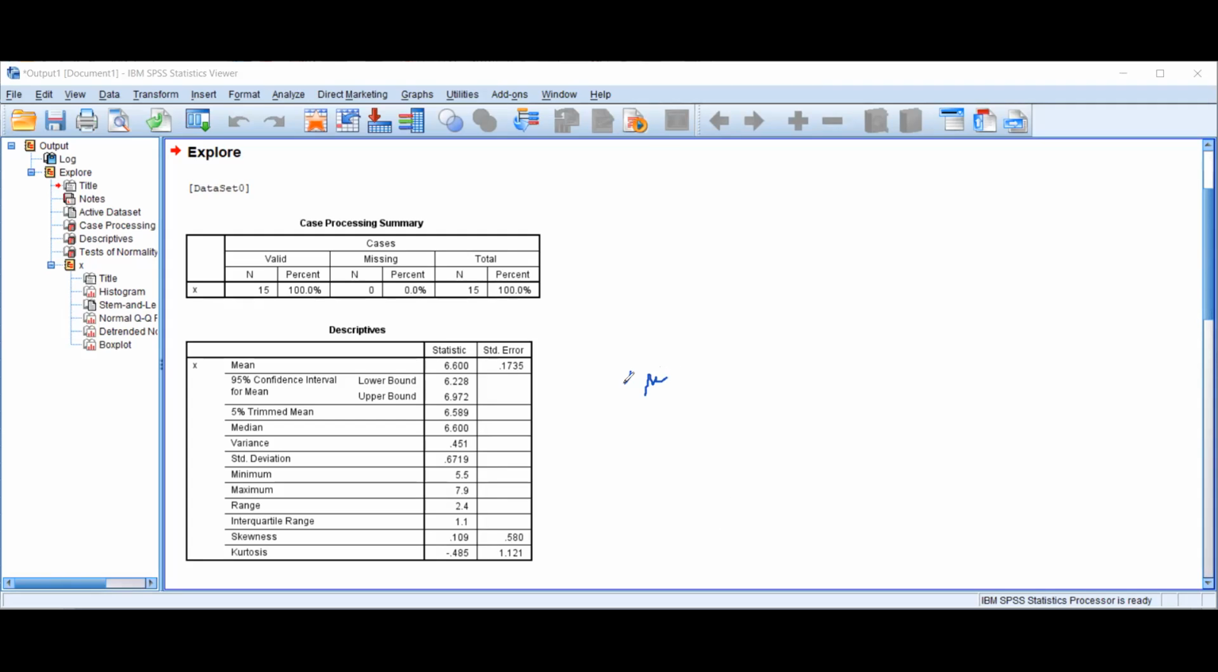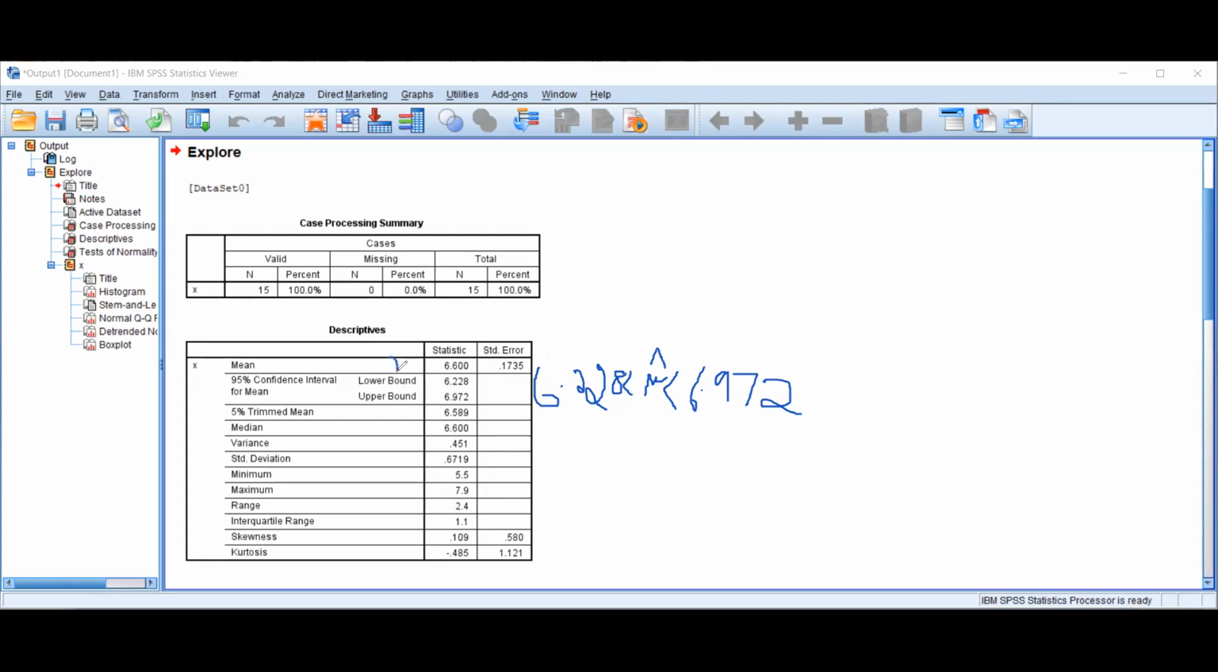Mu is from 6.228 up to 6.972, and this is mu cap. This is known as interval estimation. The 95% confidence interval is here.